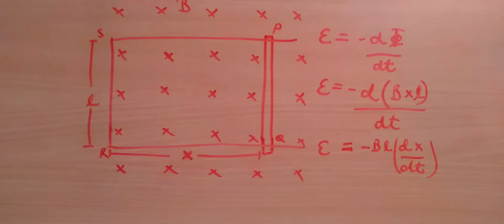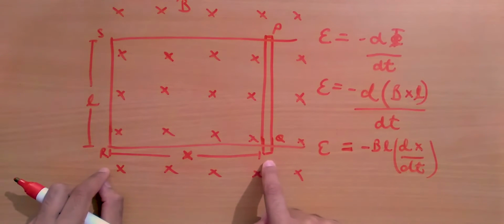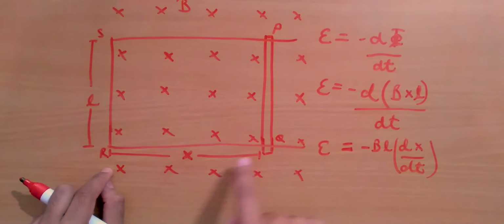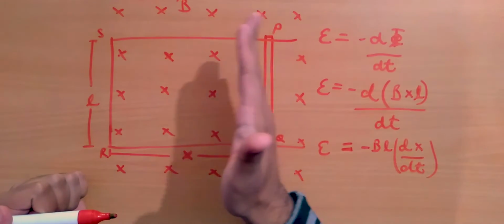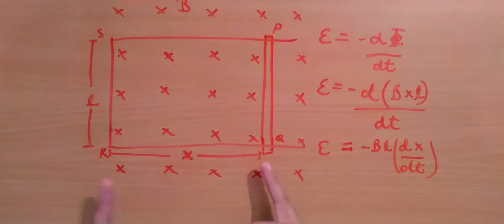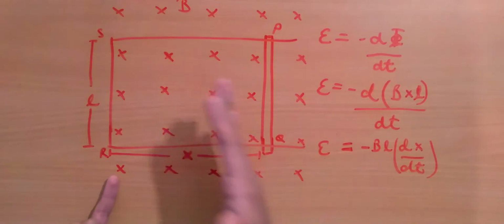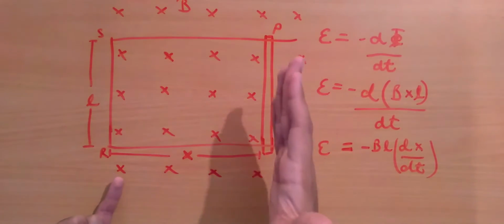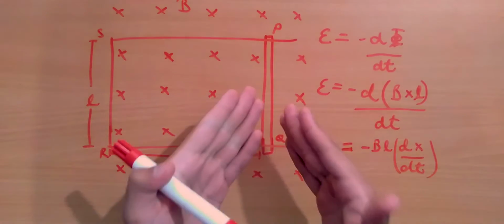Now what is dx by dt? Dx by dt is the rate of change of this distance. What is rate of change of distance? Well, it's the velocity of this rod, right? The velocity of this rod is the rate of change of the distance between this point and that point. If it moves faster, x would reduce faster. If it moves slowly, x would reduce slowly. So dx by dt is nothing but the velocity of this rod.